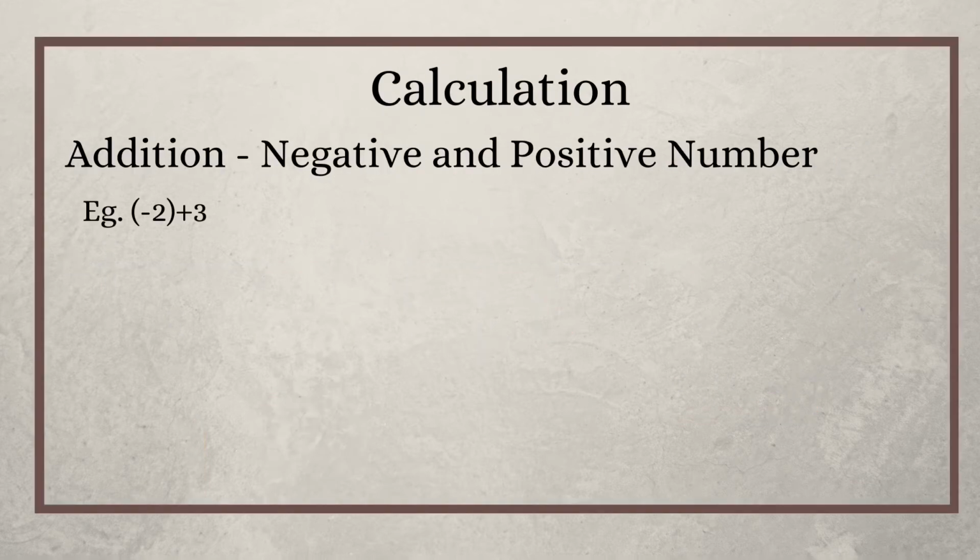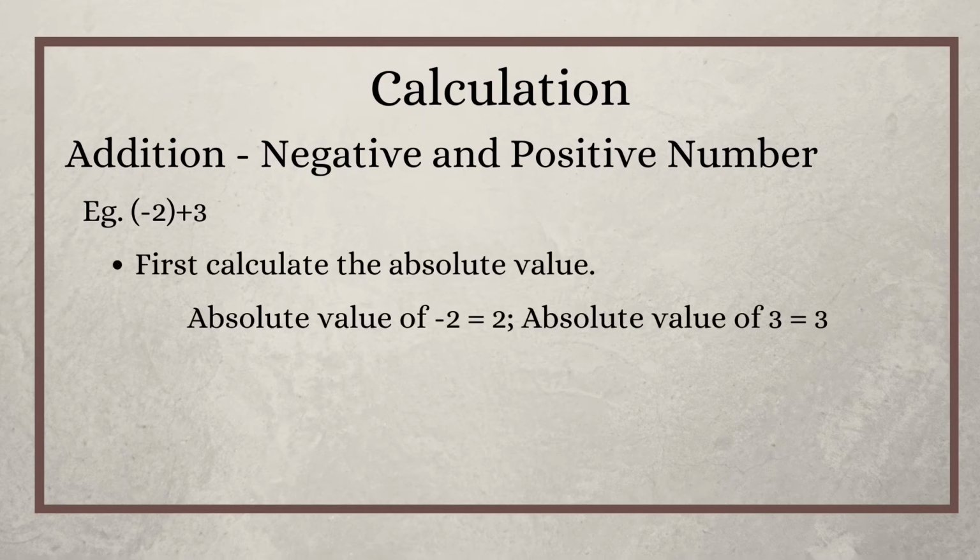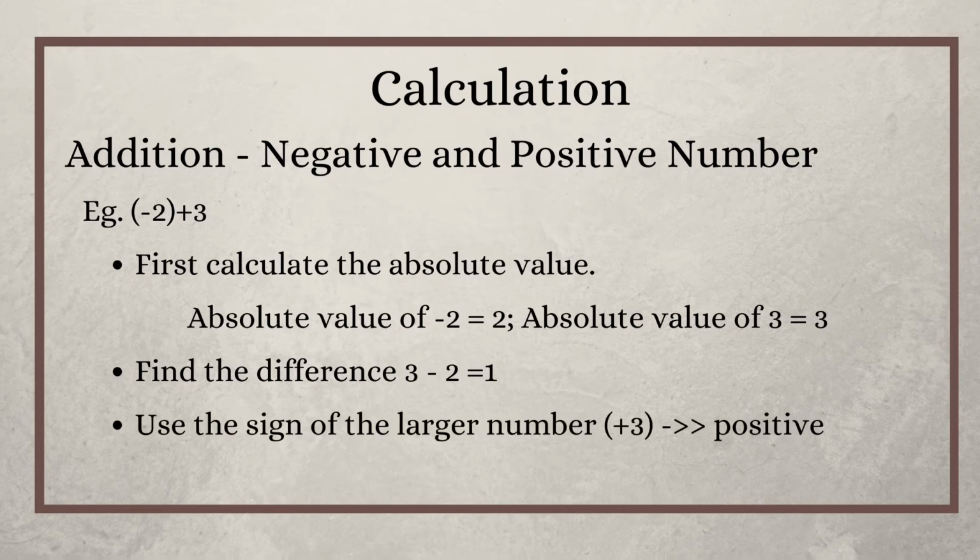We shall check how to do the mathematical calculation. First step is to find out the absolute values of the individual terms. So, the absolute value of -2 is 2 and the absolute value of 3 is 3. Next, find the difference between the two terms. Here, 3 minus 2 is 1. Now, find the larger one of the absolute values and use its sign in the answer. In this case, 3 is larger, so we make the answer positive. Thus, -2 plus 3 is equal to 1.